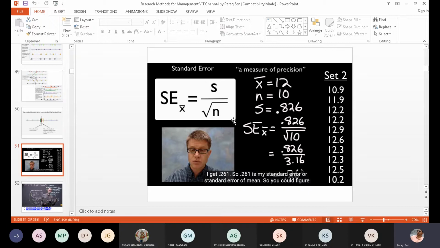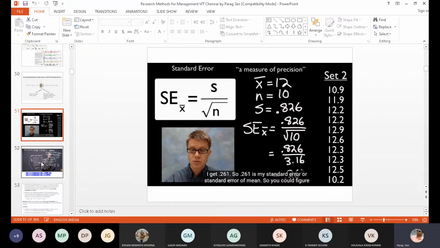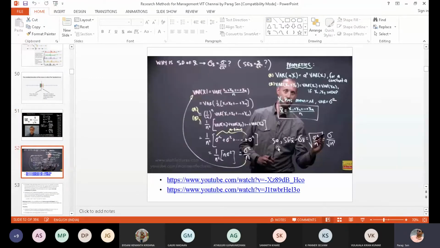So the standard error you can calculate as the standard deviation of the sample, 0.826, divided by root n, small n, which is the sample size. You can calculate the 0.261, that is your standard error. Okay, so this is known as the standard error of the mean.